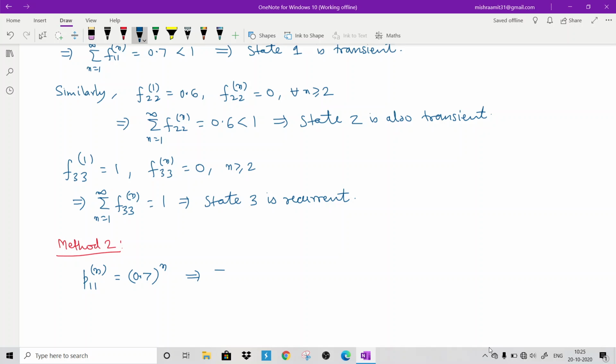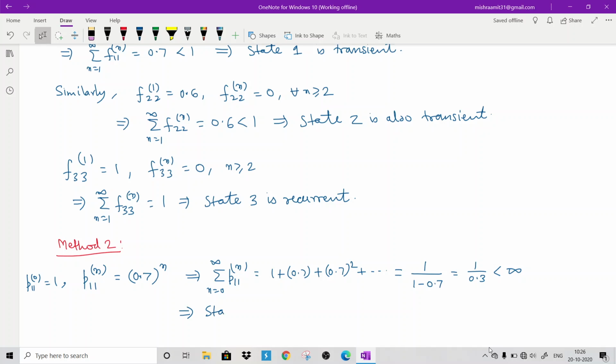So what will it imply? It will imply that the summation of P11n, n ranges from 0 to infinity. This is the second method. If you remember that P110 is always 1, this will be nothing but 1 plus 0.7 plus 0.7 square plus dot dot dot, and this is nothing but a sum of an infinite GP. So this is a upon 1 minus r, that means 1 divided by 0.3, which is a finite number. If you remember, the theorem says that if this sum is convergent, then the state must be transient. So this implies that state 1 is transient.